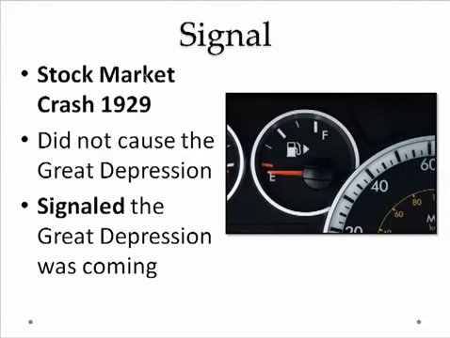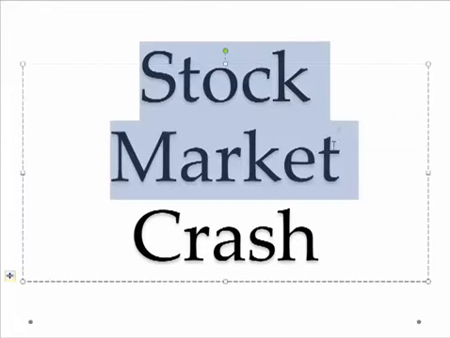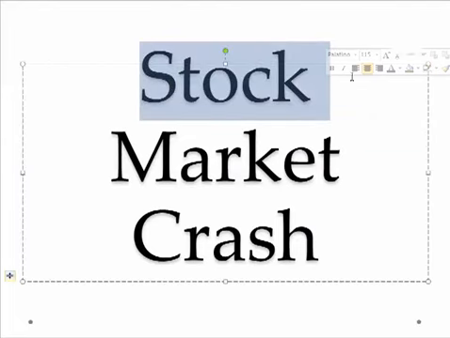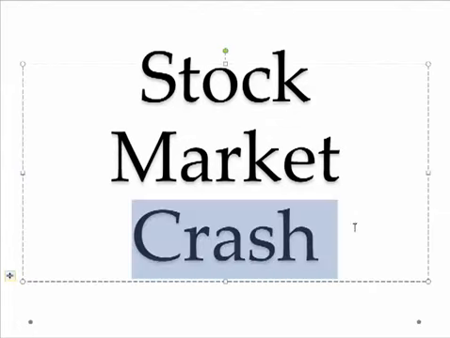So the stock market crash in 1929 was just an indicator that the Great Depression was here, or that it was on its way. Okay. Now, what is a stock? What is the stock market, and then what is a stock itself? And then we need to talk about the crash. So, what is a stock?